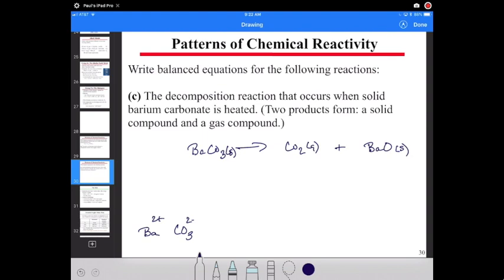In this example, on this equation, it says that 1 barium carbonate will produce 1 CO2 and 1 barium oxide. Okay? The ratio is 1 to 1 to 1. All right? And that's fine. But the problem is, the molecules are so small, can you see one? If you have a microscope, can you see one?